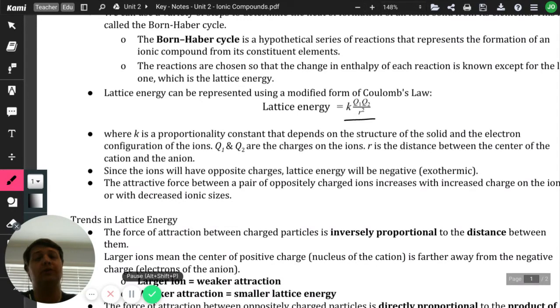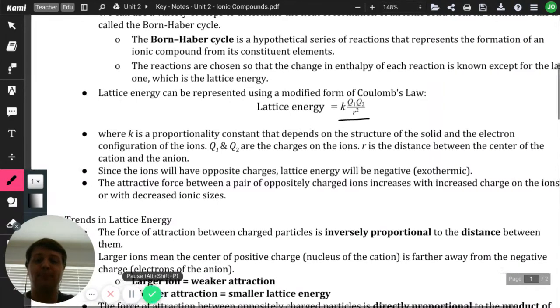Q1 and Q2 are going to be the charge of the ions, and then R is going to be the distance from the center of the cation and the center of the anion. So instead of from the centers of the atoms, we're talking about the cation and the anion. Remember, that's going to change because when you gain or lose electrons, you're going to actually change the size of the atom as well. Okay?